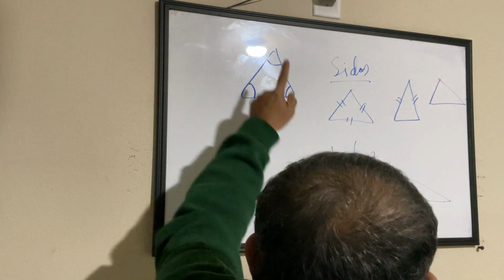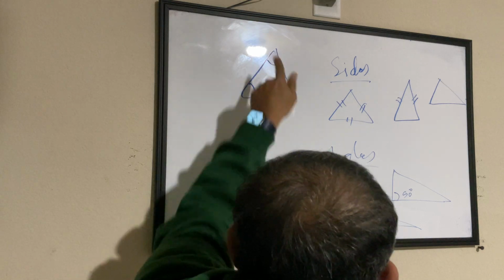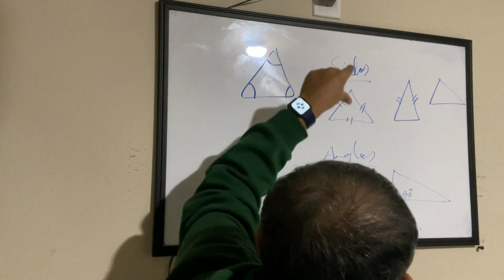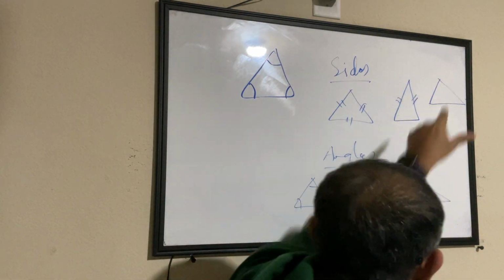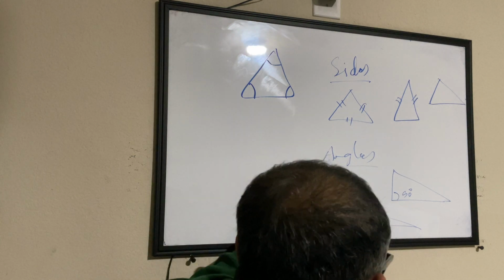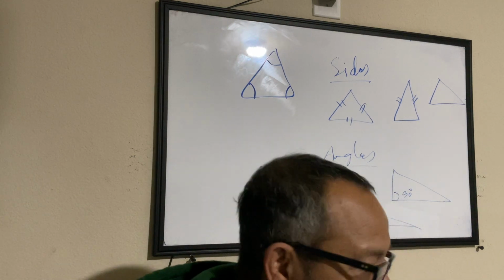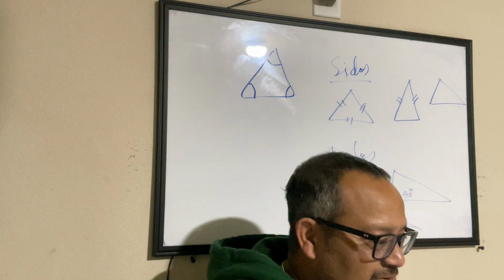So look at it this way. You have a triangle which has 3 sides and 3 angles. Based on sides, you have equilateral, isosceles and scalene. Based on angles, you have acute angle triangle, right angle triangle and obtuse angle triangle. That is what I wanted to hear.